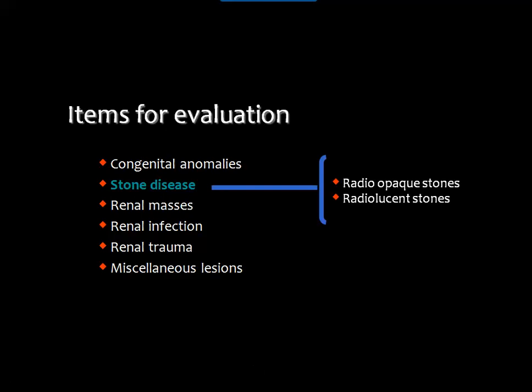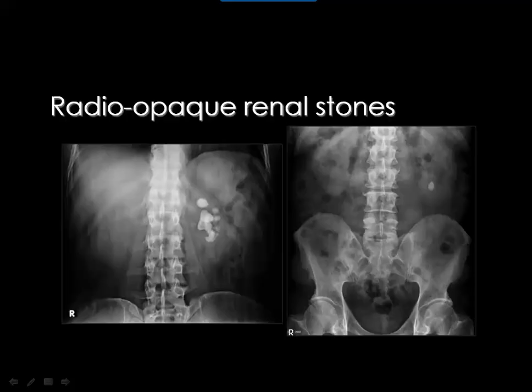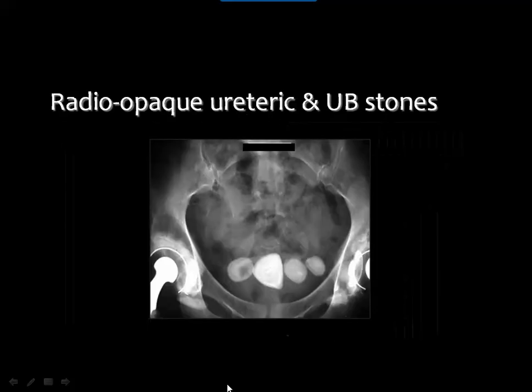Then we came to the stone disease, and we have the radiopaque calculi and the radiolucent calculi. Radiopaque calculi are seen by plain film usually if they are sizable, and this is a small stone in the lower pole of the left kidney, and this is what we call the staghorn calculus in the left kidney. And this is an example of multiple calculi in the region of the urinary bladder.